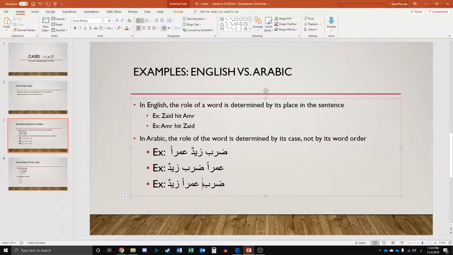Why? Because none of the cases changed. In order for me to say that Amr is hitting Zayd, I have to say ضرب عمرٌ زيدًا. I have to change the cases, which changes a sign at the end of the word. So the relationship between the words here, that the one doing the hitting is Zayd and the one being hit is Amr, is determined not by the word order, but by what case the word is in.